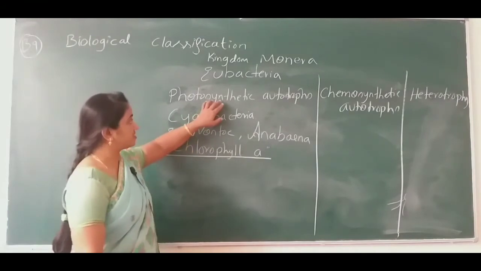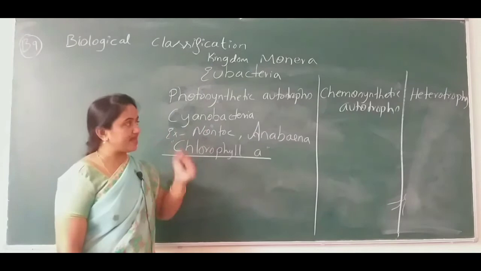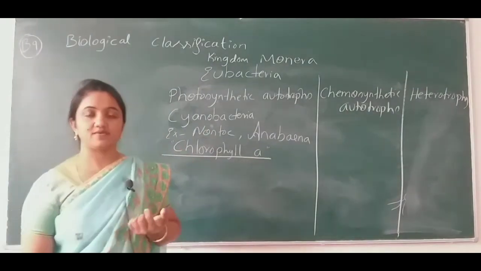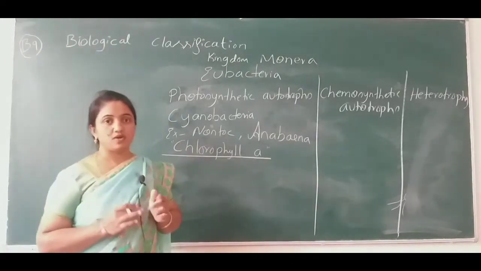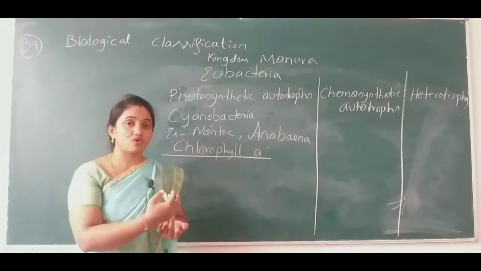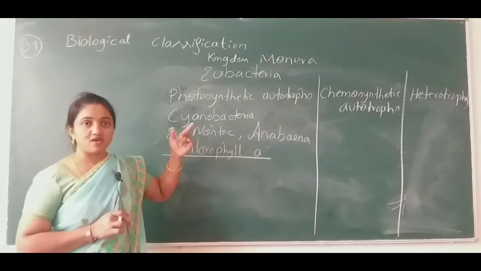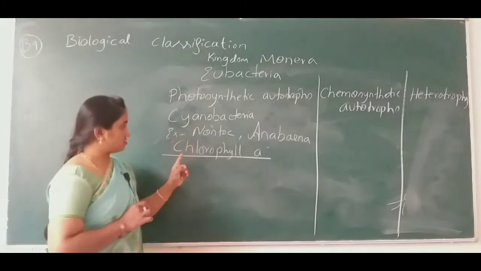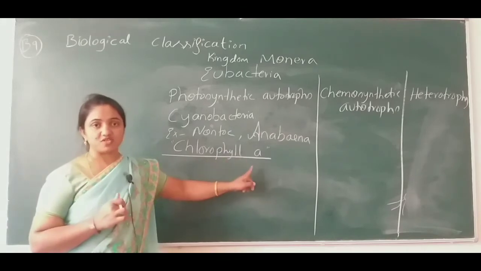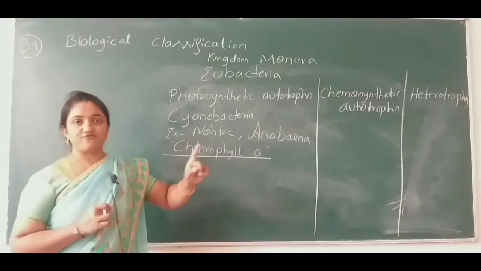Why are they preparing food? Because they are not plants. Only plants can synthesize their food using sunlight, right? So that we know. But in the kingdom Monera, some of the bacteria are also preparing their food with the help of sunlight. How? Because of the presence of the pigment chlorophyll a.